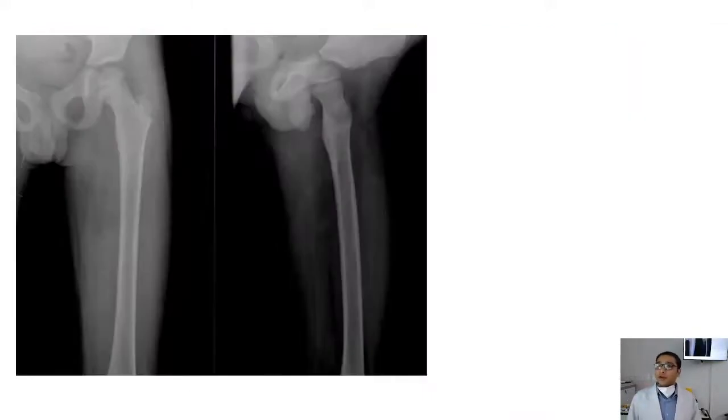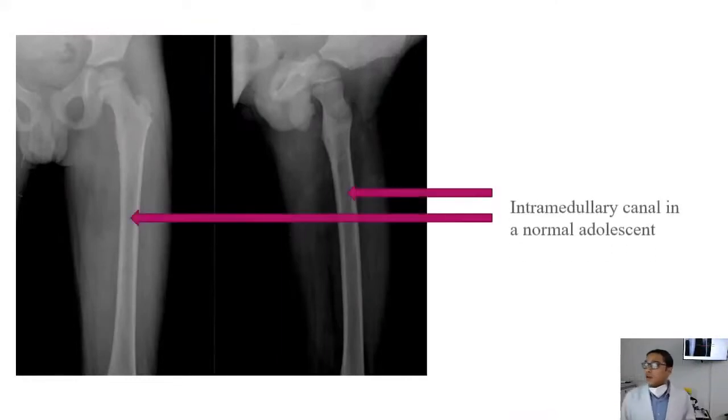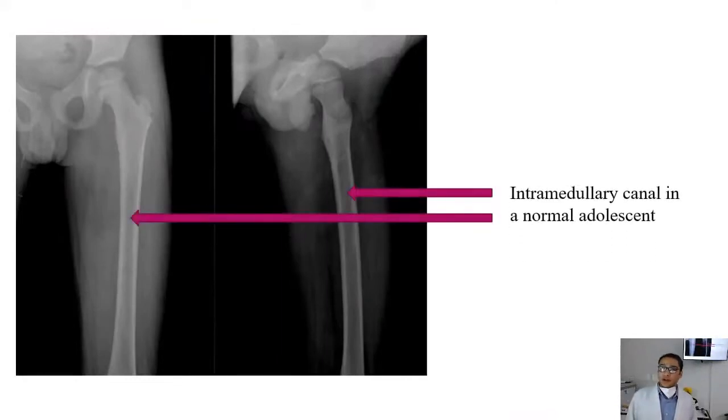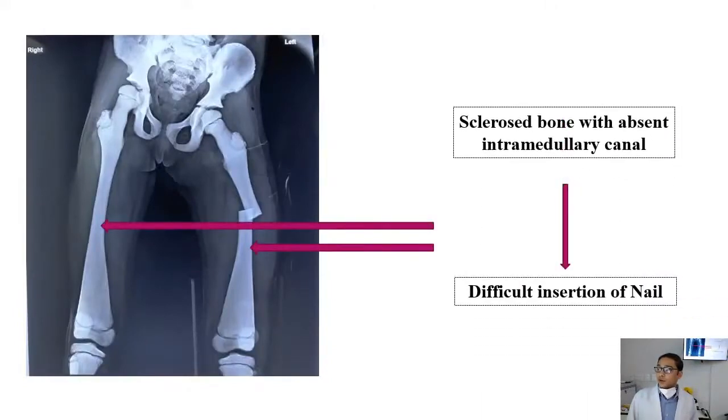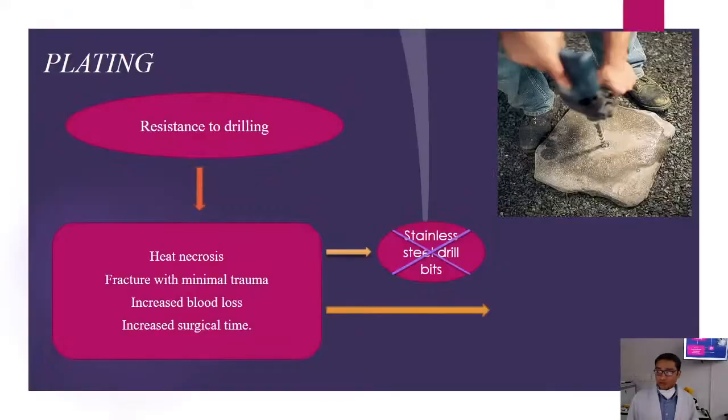This is a normal skeletally immature femur. You can see that this is the normal intramedullary canal in a normal adolescent patient. But this is our patient with a sclerosed medullary canal, which precludes the placement of an intramedullary nail. Plating requires drilling multiple holes and securing a plate, but as the bone was very dense, there was a resistance to drilling, which results in heat necrosis, fracture with minimal trauma, increased blood loss, and increased surgical time.